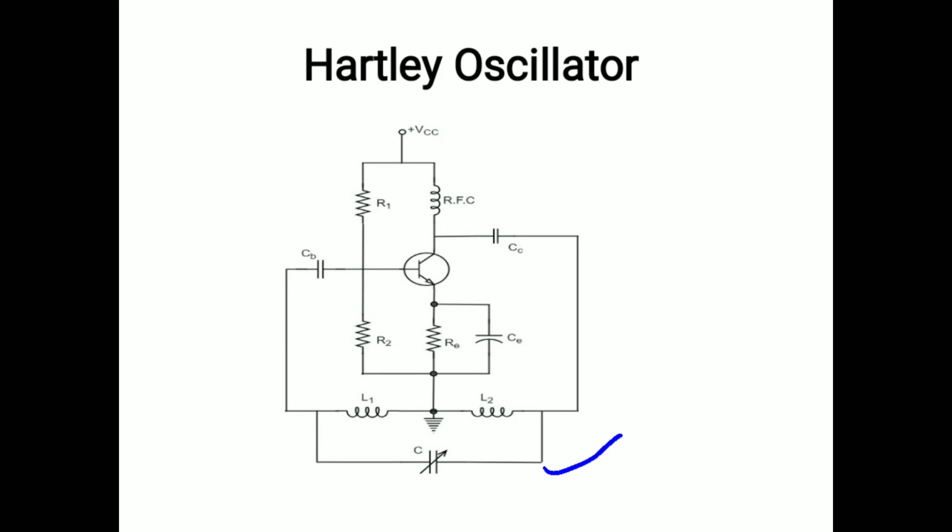In this Hartley oscillator, 180-degree phase shift is provided by the transistor in CE configuration. Another 180-degree phase shift is provided by the circuit L1, L2 and C. So the total phase shift will be 360 degrees. The feedback will be in phase with the input, and so positive feedback can be used here.